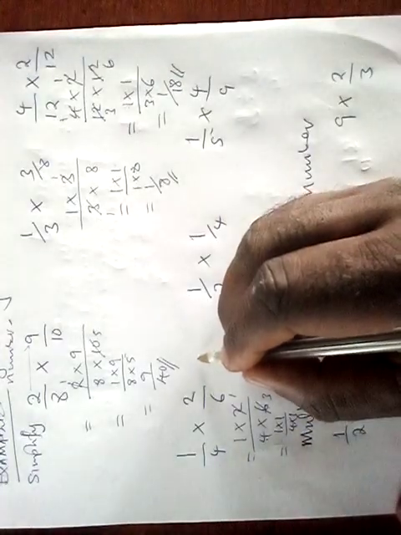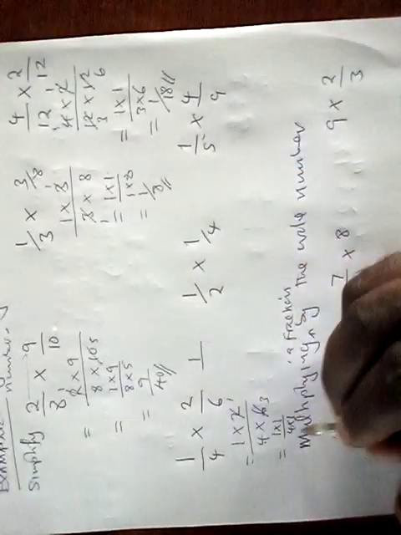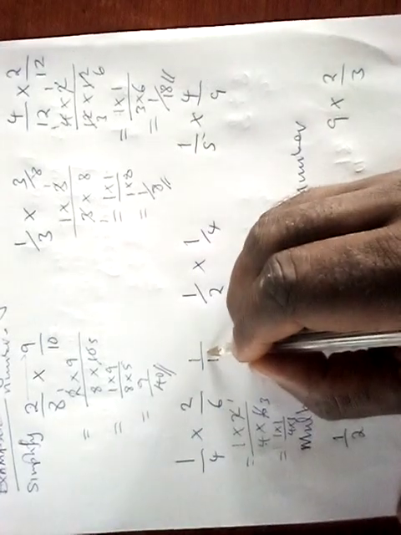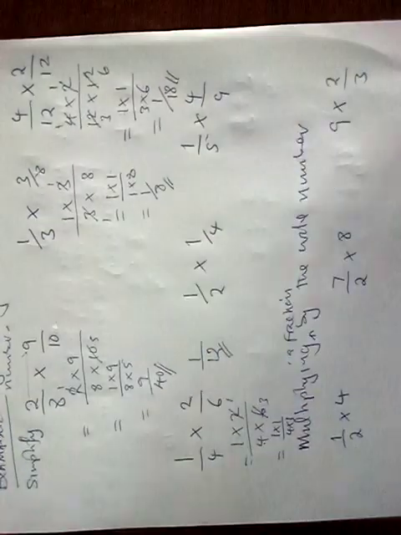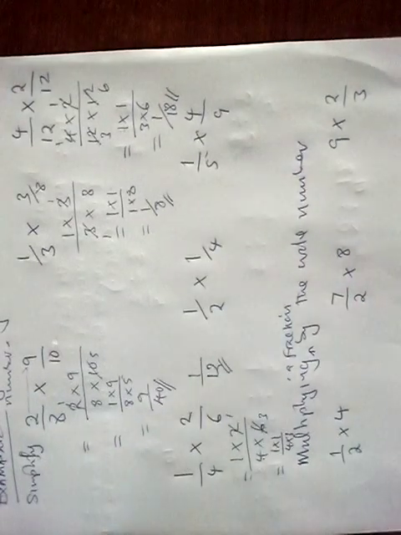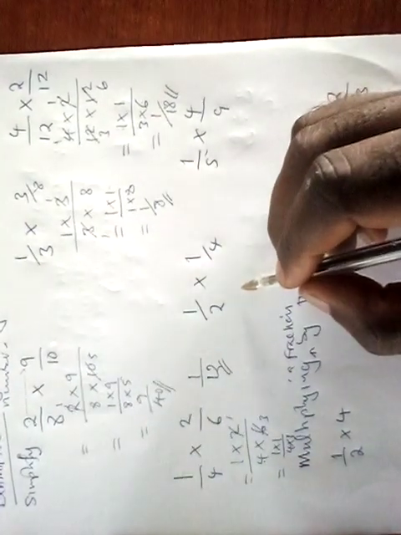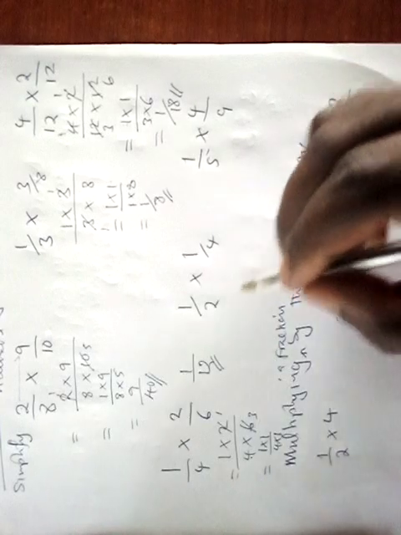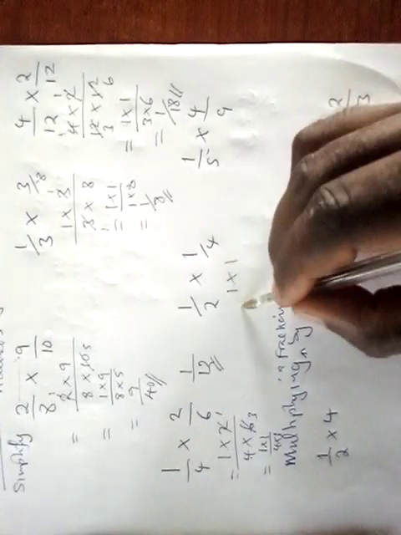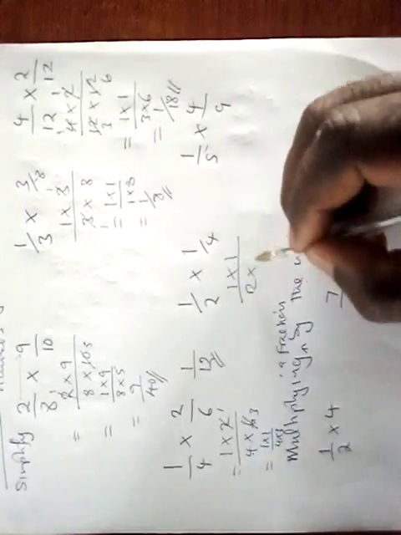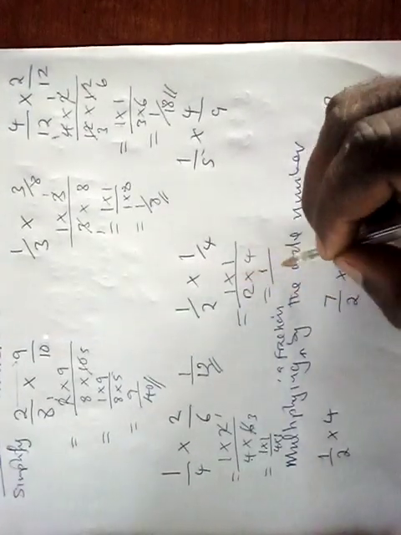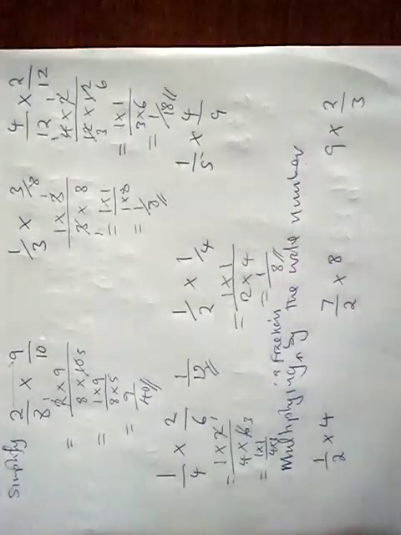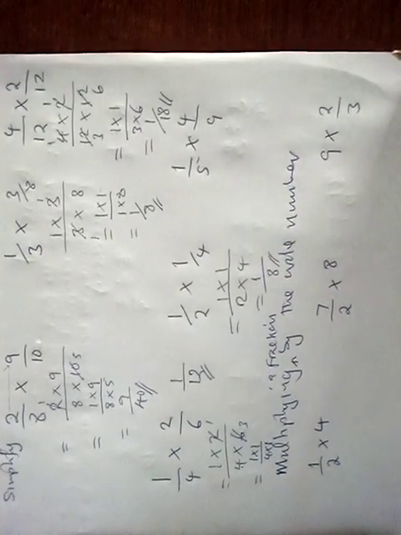So in this case it will be 1 times 1, 1. Then 4 times 3, that is 12. Okay, so the next thing that we have is this one. So we have 1 times 1 over 2 times 4. So in this case we have 1 times 1, 1 over 2 times 4, that is 8. So this is the final answer.